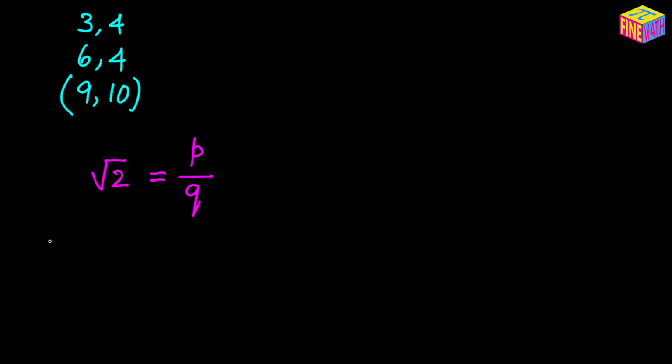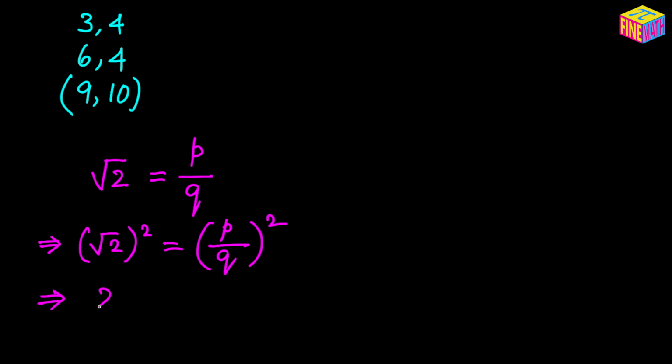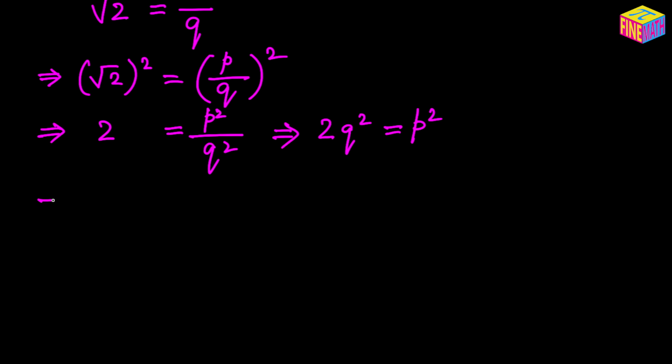So now I'm going to square both sides of this equation. By squaring, on the left side, we get square root of 2 whole squared is equal to p by q whole squared. And from here, we get 2 is equal to p squared by q squared. If we do cross multiplication, 2 times q squared is equal to p squared. And from here, we can say that p squared is equal to 2q squared.